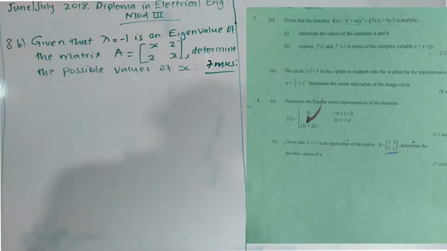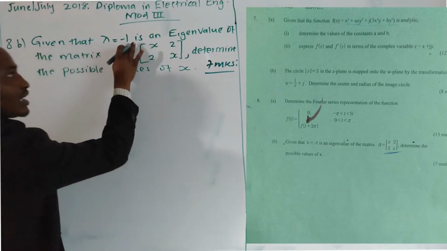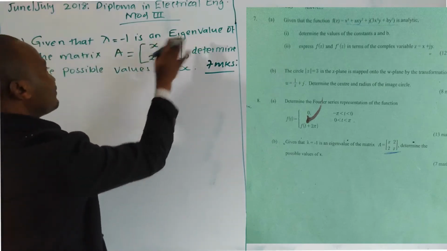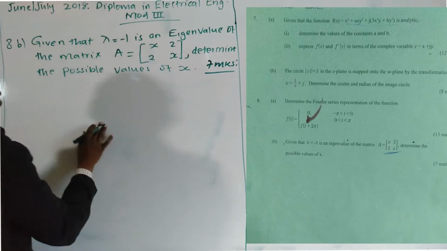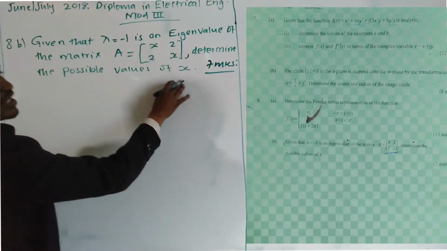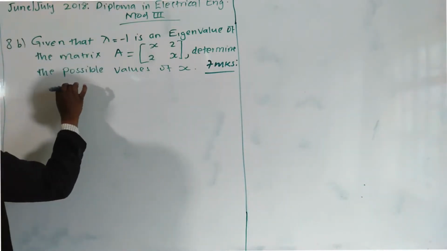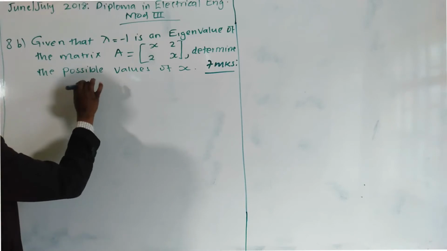Now, let us quickly go through our question. We are told, given that lambda is equal to -1 is an eigenvalue of the matrix A equal to this, determine the possible values of x, which is 7 marks. So let us quickly go through this question.